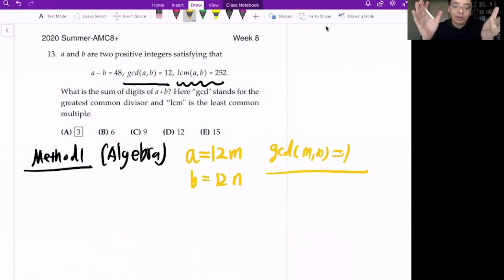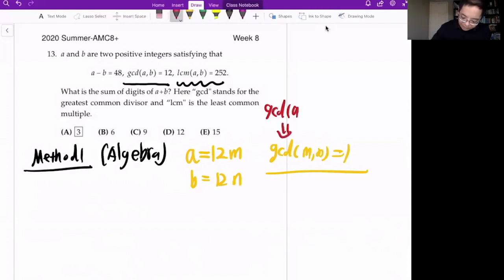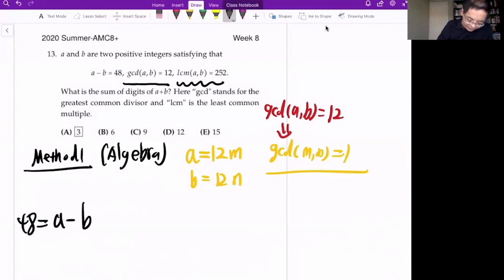The reason is simple. If m and n have a common divisor greater than 1, say 2, then this 2 can be combined with 12, and we'll get, let's say, 24. It would be a common divisor of a and b, which is impossible because we already know that 12 is the GCD of a and b. Okay, good. And then we have a minus b is 48. So what is a minus b?